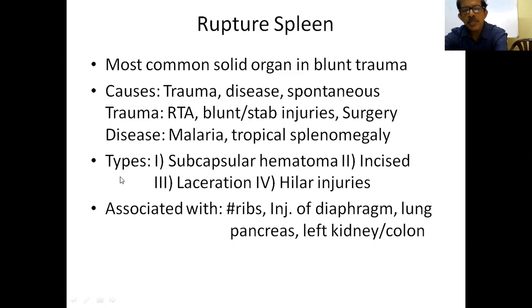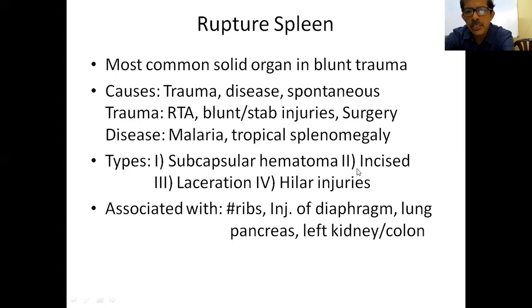Now, what are the types of injury of the spleen? One is a subcapsular hematoma. That means just beneath the capsule of the spleen, there will be a collection of blood, just like a contusion on the surface. It will get absorbed, but there is a problem with the subcapsular hematoma. We'll come to that later. Then incised, that is stab injuries, there may be incised wounds. Then blunt injuries, there is laceration of the wounds.